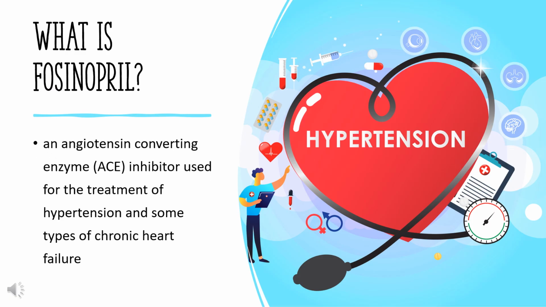What is Fosinopril? Fosinopril is an angiotensin-converting enzyme, ACE, inhibitor used for the treatment of hypertension and some types of chronic heart failure. Fosinopril is the only phosphonate-containing ACE inhibitor marketed by Bristol Myers Squibb under the trade name Monopril. Fosinopril is a cascading prodrug. It was patented in 1980 and approved for medical use in 1991.